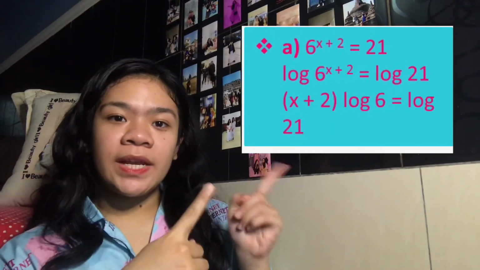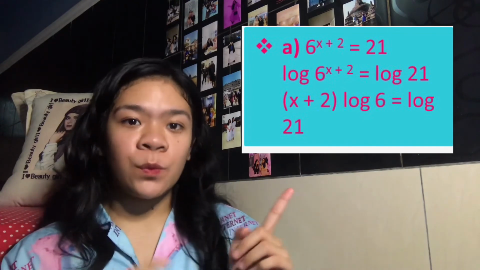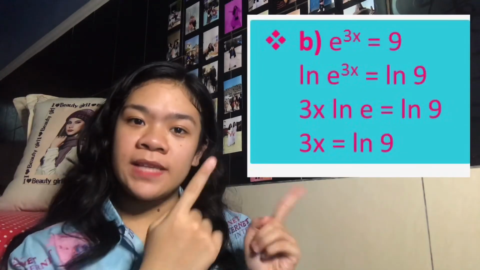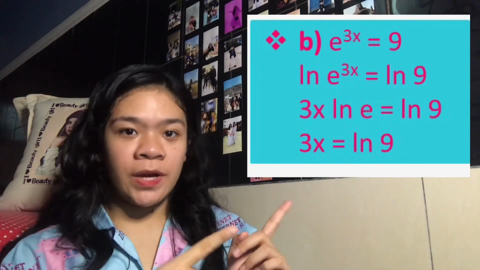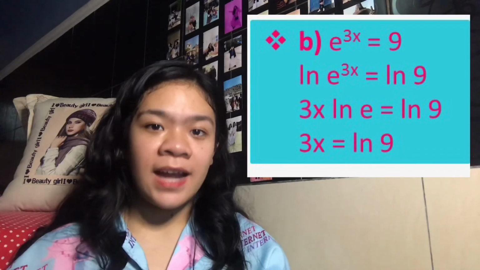To solve problem A, we can see the answer in here. We just follow the steps like here for the answer, and we got the result: x plus 2 log 6 is log 21. And to solve problem B, we just follow the steps again here in the answer, and we get the result: 3x is ln 9.